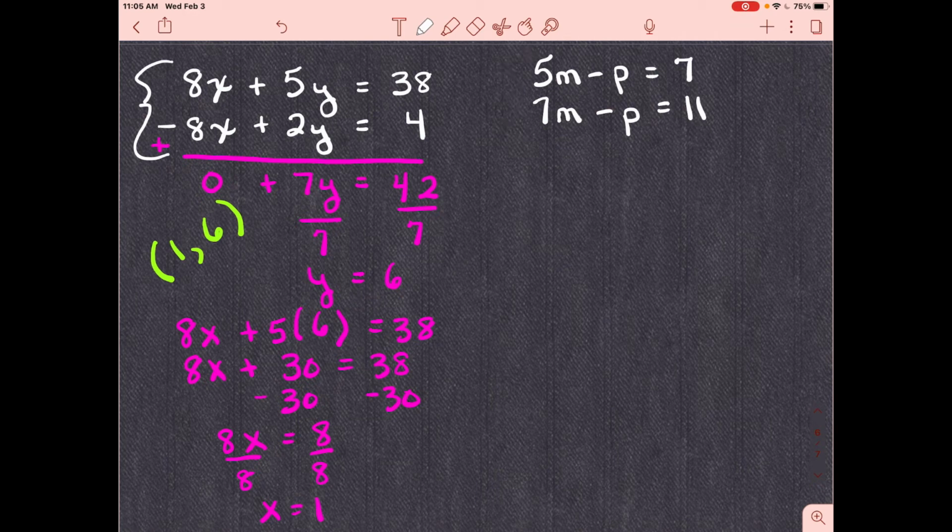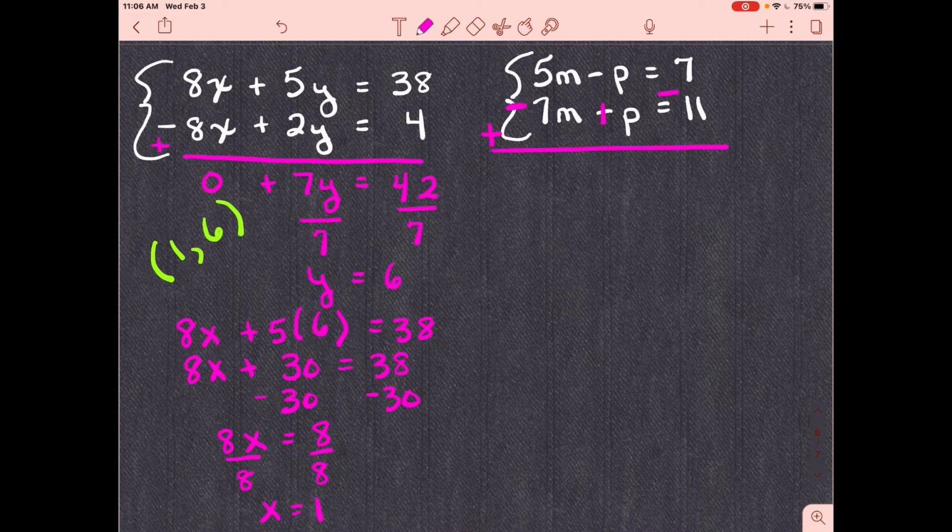All right, so what I'm going to do about this is multiply my entire second equation by negative 1. That's going to make this negative, it's going to make this positive, and it's going to make this negative. And I do that because I want to add my equations. I don't want to mess with subtraction. So I just want to add them.